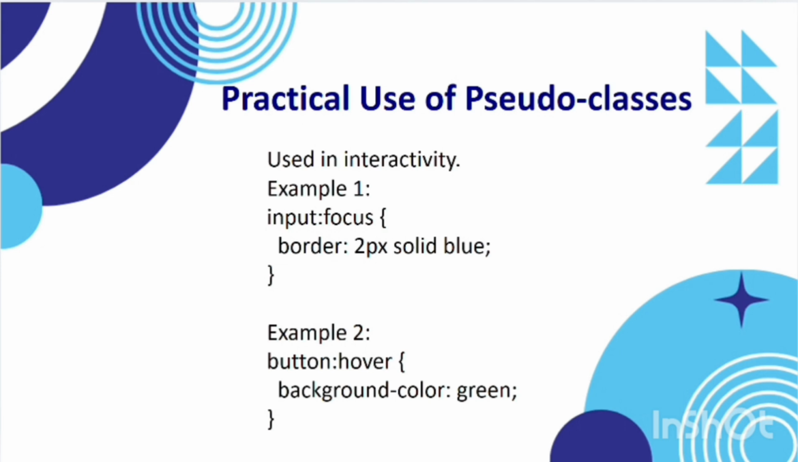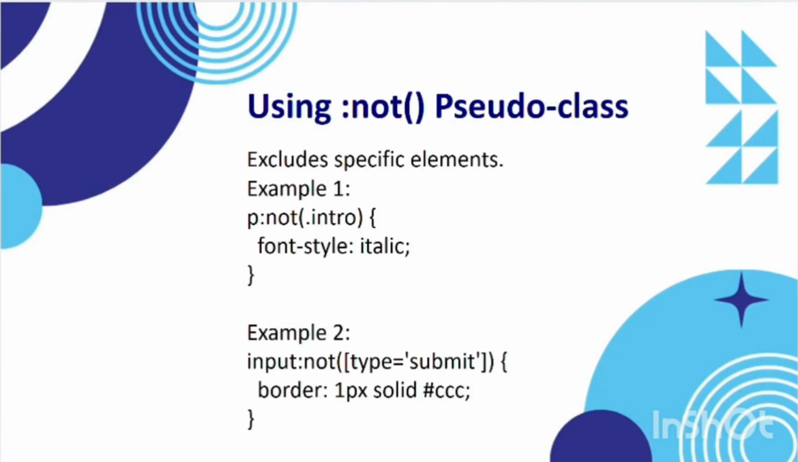See another example. button:hover, background color green. When you hover over a button, its background becomes green in color. Now we are moving to the next topic, which is using the not pseudo class. It excludes specific elements. Let's see an example. p:not(.intro), font style italic, which means all paragraph tags except those with class intro will be italic.